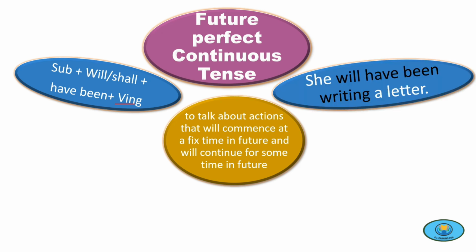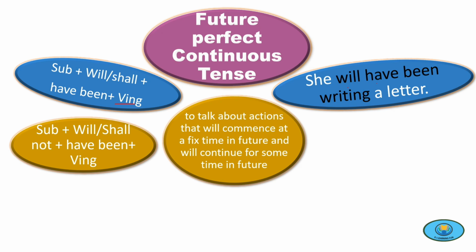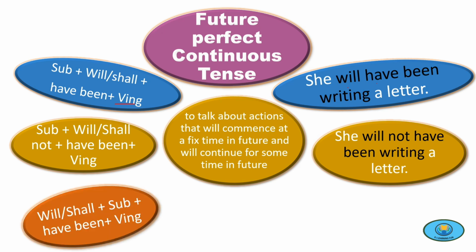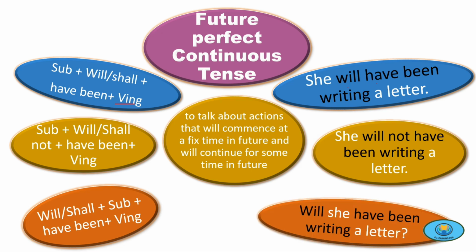Example, she will have been writing a letter. For the negative, only add not after the helping verb: subject plus will or shall plus not plus have been plus the ing form of the verb. She will not have been writing a letter. For interrogative sentences, the same rule. Will and shall will come before the subject and then have been and then the ing form of the verb. Example is, will she have been writing a letter?